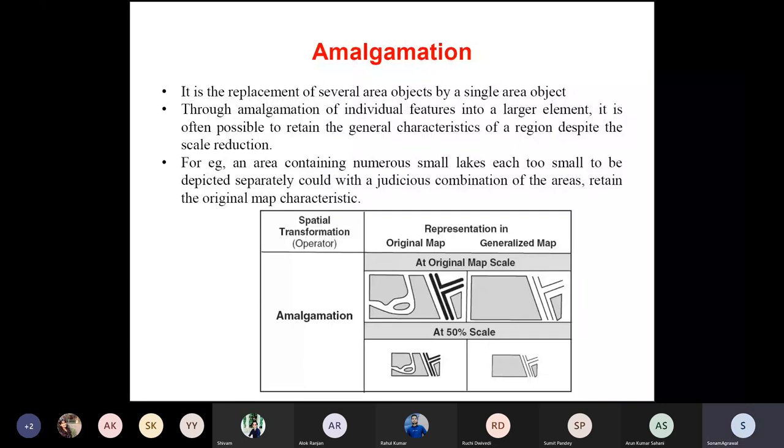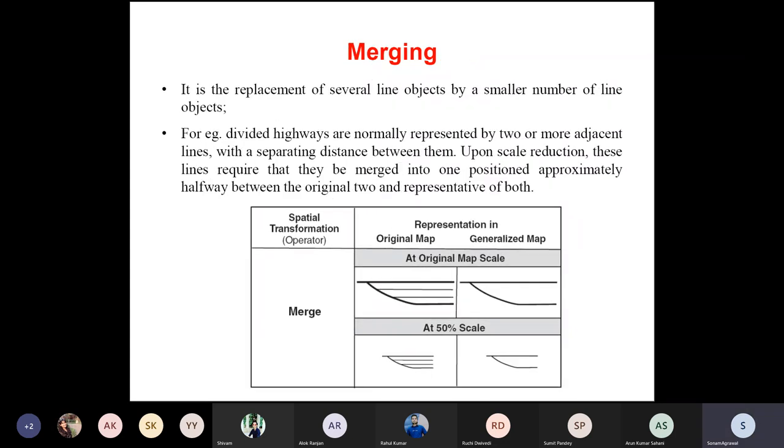It is quite similar to the aggregation, but in this case, amalgamation means polygon to polygon, or we can say polygons to polygon, in which multiple polygons are amalgamated together to form a single polygon. Merging is done for the line. The larger number of lines are replaced by the smaller number of lines.